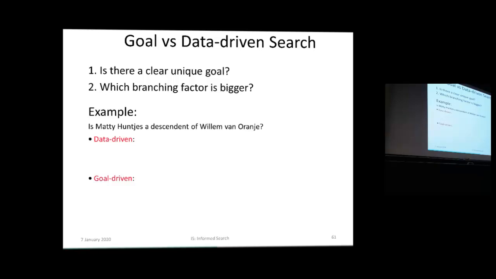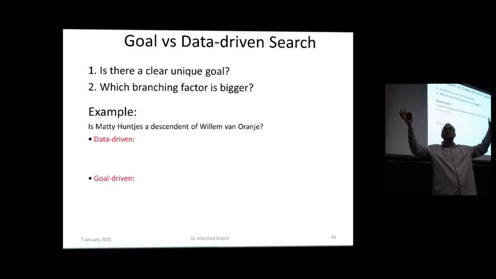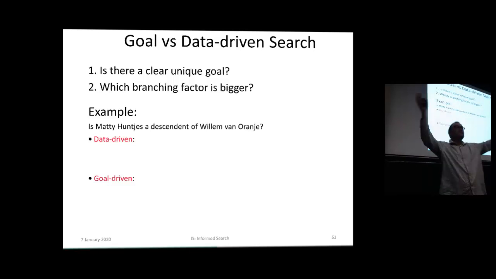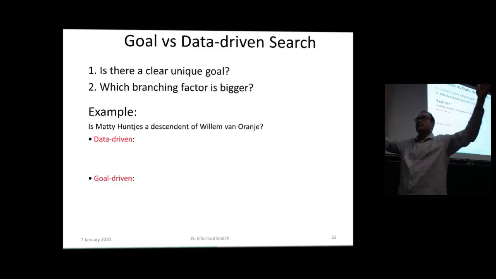There is someone next to you. Probably actually start from Matti because Matti has only 2 parents, while Willem might have like 5 children. Exactly. So if I start with all the children of Willem von Oranje, I think historically it has been shown that the average is 3 children. So you have a branching factor of 3 in your tree.